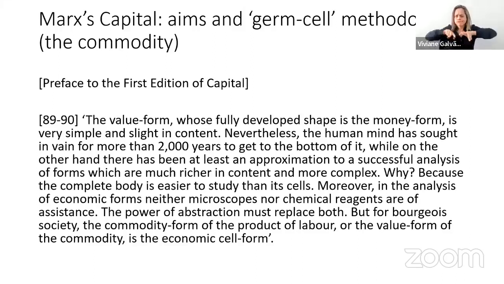Why? Because the complete body is easier to study than its cells. Moreover, in the analysis of economic forms, neither microscopes nor chemical reagents are of assistance. The power of abstraction must replace both. But for bourgeois society," he says, "the commodity form of the product of labor, or the value form of the commodity, is the economic cell form." And this idea of a cell form as the starting point for elaborating the development of a particular social formation is the key aspect of this particular contribution.